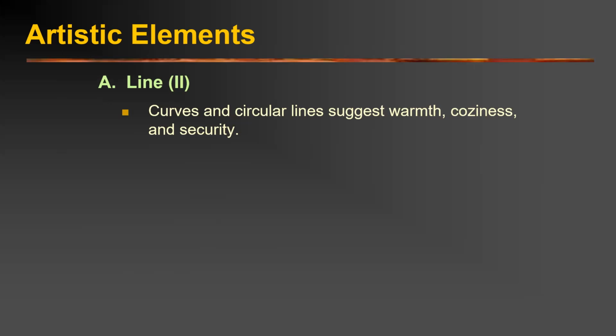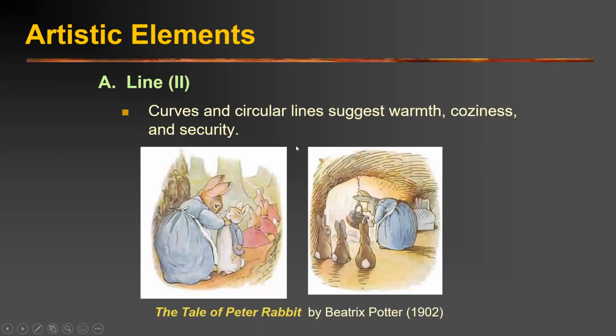Okay, let's say, for example, eto. So it suggests warmth, coziness, and security. Security in such a sense na yung mga little conejos doon, little rabbits doon, are secured in the presence of their mother. Right? And additional effect yung usage of curved lines here. Yung pag-aalaga ng mother, additional effect yung usage of curves and circular lines. Okay, so curves and circular lines.